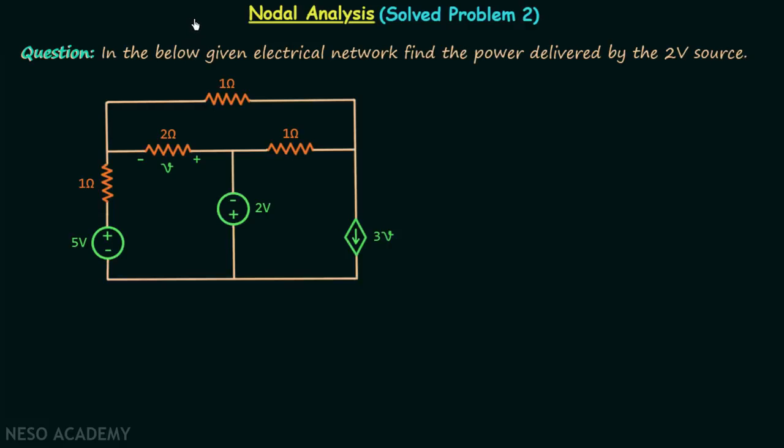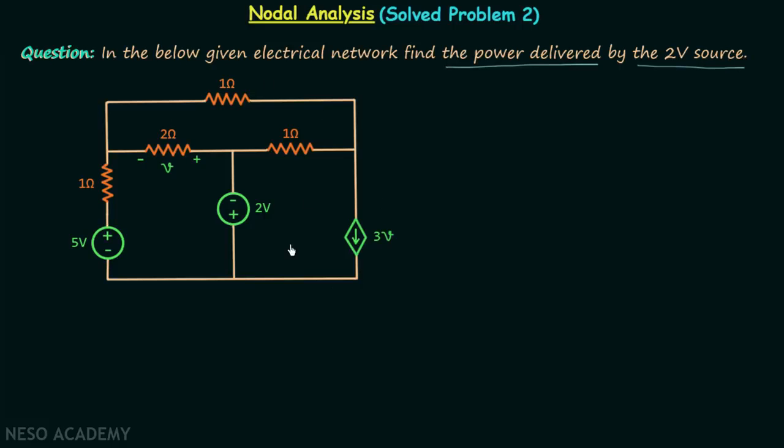Now we will perform the nodal analysis when there is a dependent source present in the network, and according to the problem we are required to find the power delivered by the 2-volt source.